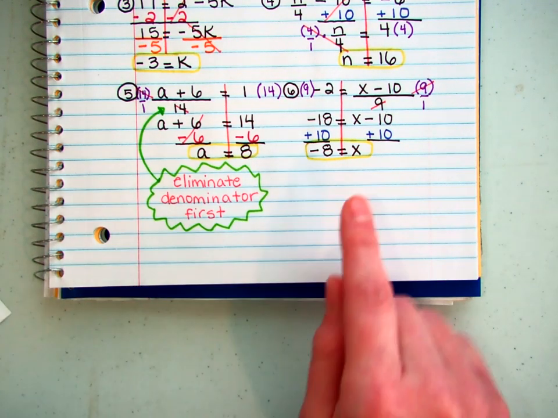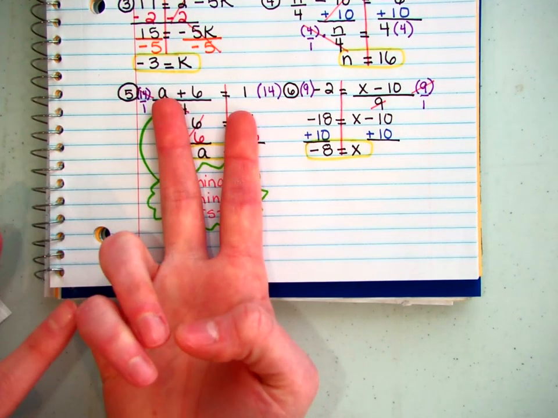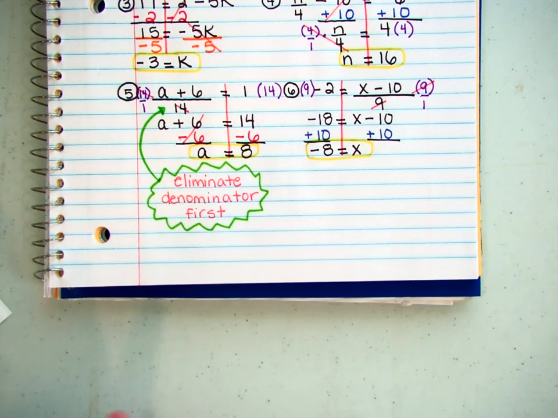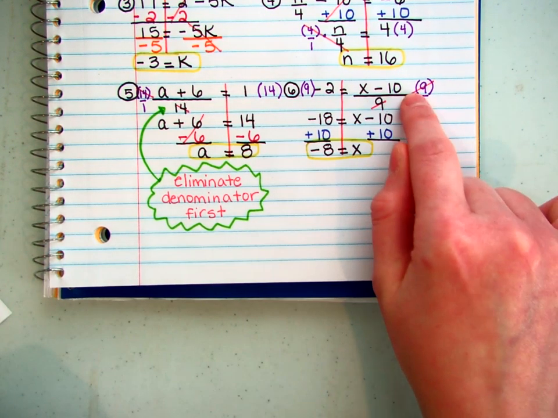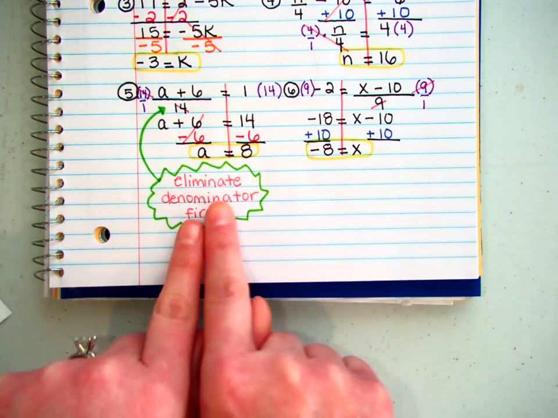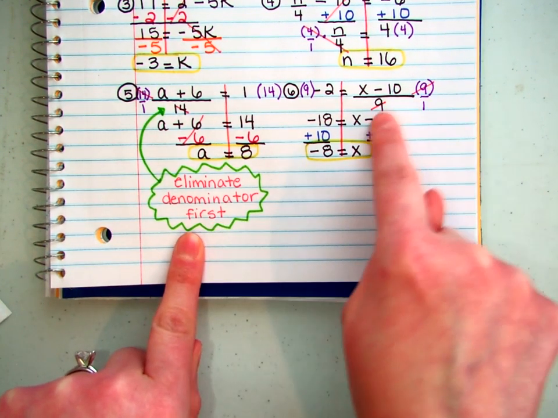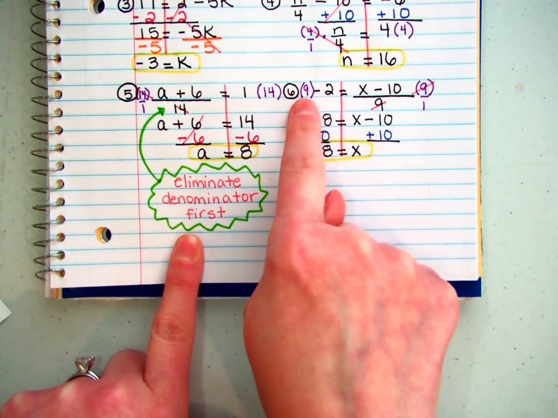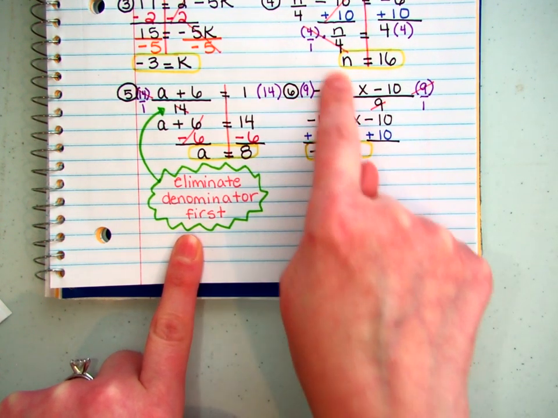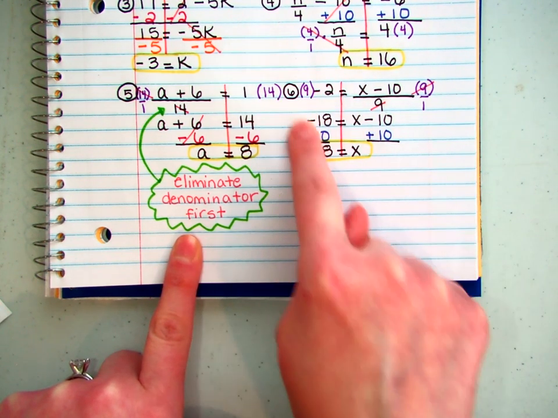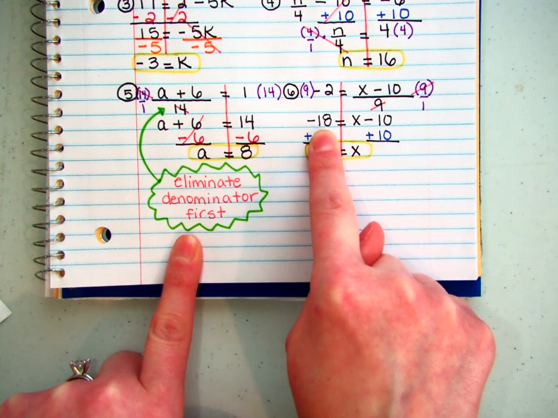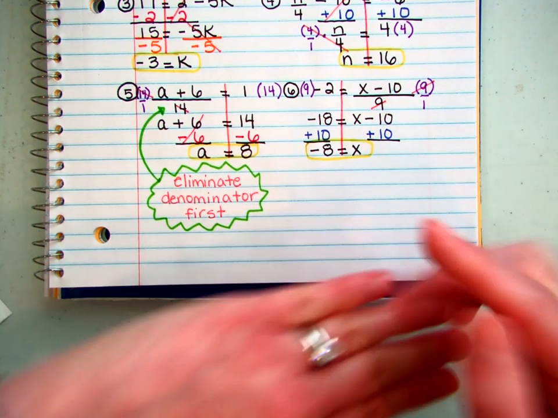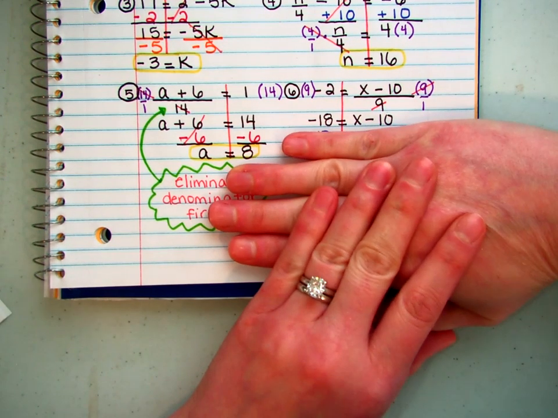On number 6, same thing. I just flipped it to make it look different. Original: negative 2 equals x minus 10, all divided by 9. I had to eliminate the denominator first. I multiplied by 9 over 1. Here, just 9. So the product of 9 and negative 2 gives me negative 18. And x minus 10 is on the right-hand side. Looks a lot better. This is normal looking.